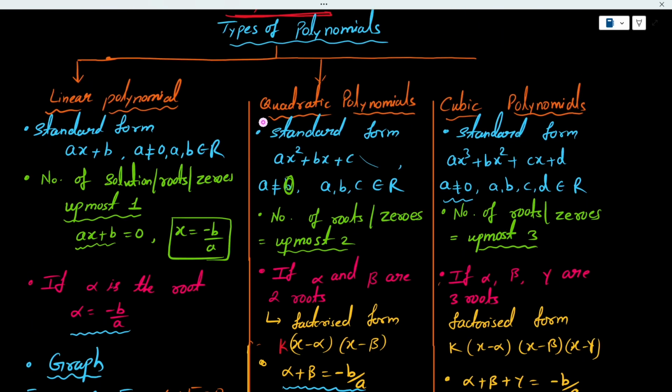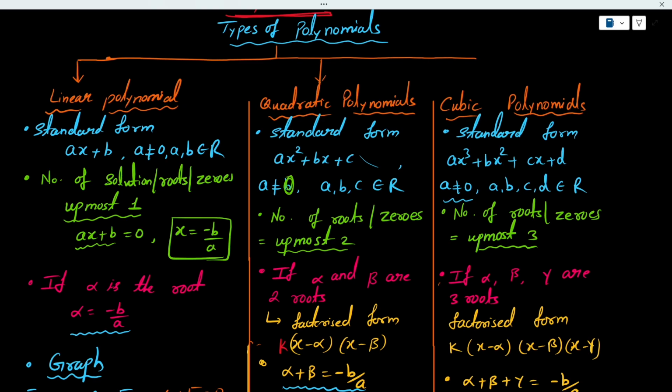If you see, the standard form of a quadratic polynomial is ax square plus bx plus c, where a can never be equal to 0, otherwise it will become a linear polynomial, and a, b, c are constant terms that are part of the real numbers. Now because the degree, the highest power, is 2, there can be at most 2 zeros. Your maximum possible number of zeros is going to be 2, right?